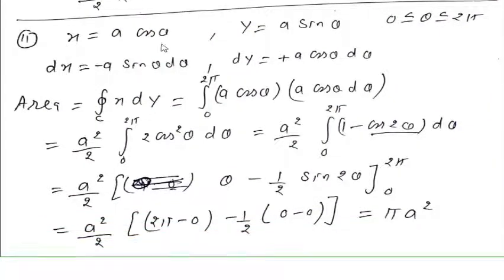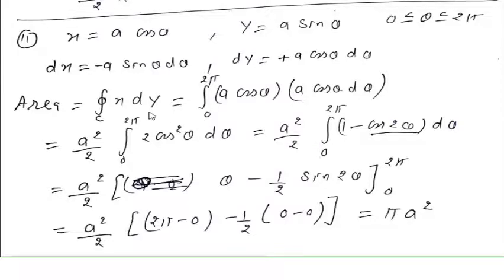Next, take x equal to a cos theta and y equal to a sin theta, where theta varies from 0 to 2π, and you are asked to calculate the area bounded by this curve. If you observe carefully, it is nothing but the parametric equation of a circle. So the area should be πa square. Using the formula, x equal to a cos theta and dy equal to a cos theta d theta, we got πa square. So it is the formula for the area of a circle. Again it is working fine for this example also. That means we can use this formula to calculate the area bounded by any closed curve C.